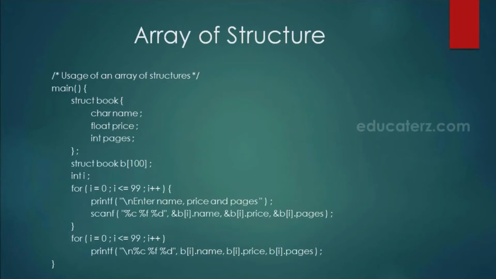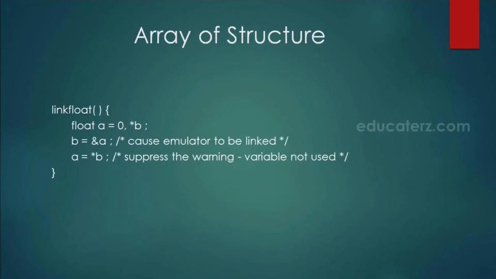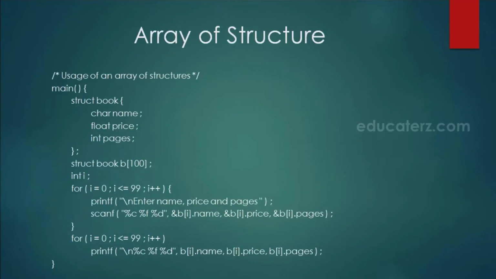Now when we have an array of structure and one of the elements of the structure is float, and if we are using the Turbo C compiler, then we have to add one function called link float, because otherwise it won't work. So this link float will link the float value properly. Here we just have to give float a equal to 0, then pointer b. Now this float pointer b is assigned to hold the address of a, which causes the emulator to be linked and this application will work properly. So this way we can have an array of structure.